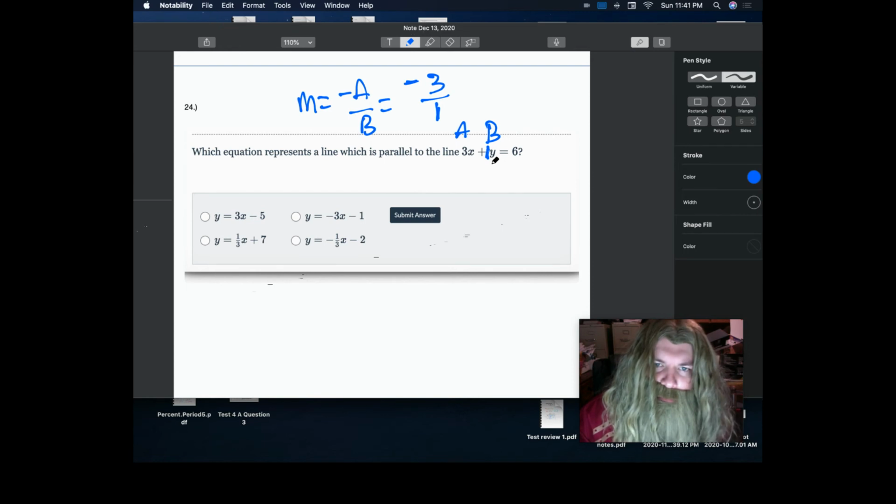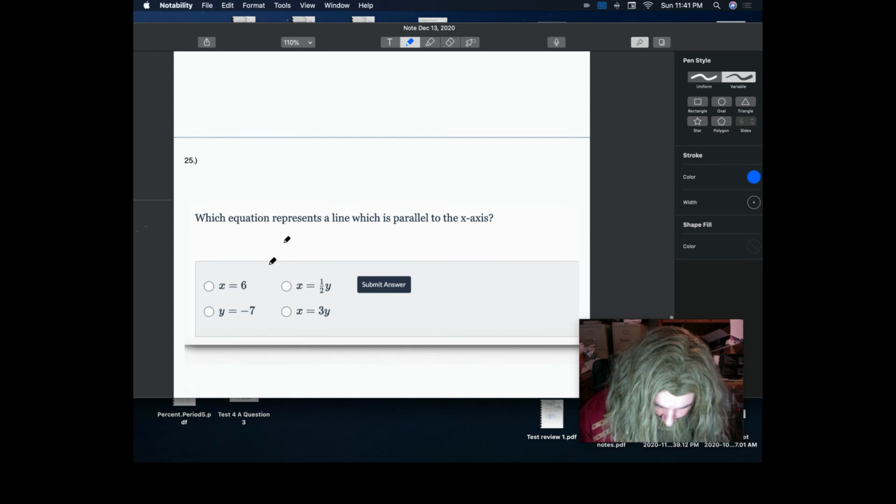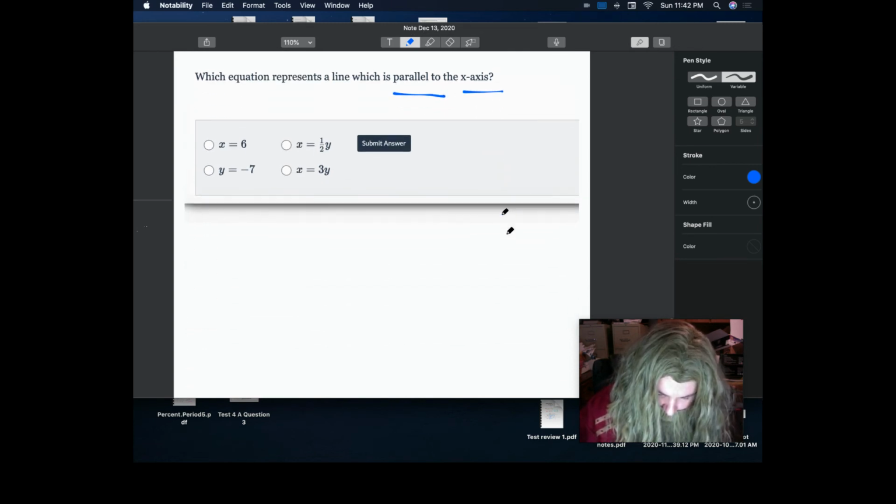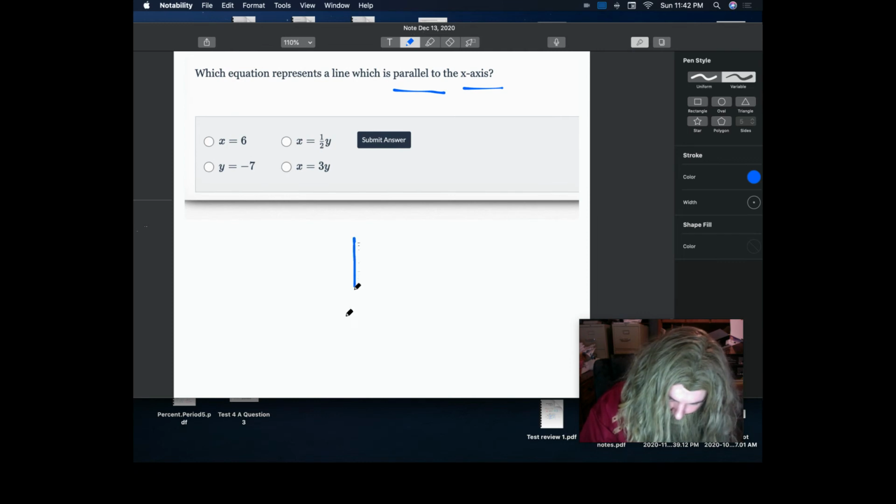I apologize. What do I wish to do? I wish to look here for the slope of negative 3. That is right here. Easy enough. Let's move on. Oh, parallel to the x-axis. Perhaps I should draw a grid. There is one line. There is another.